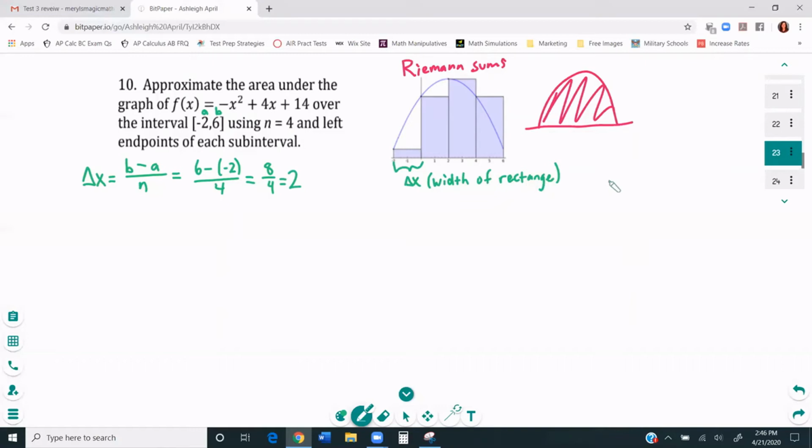I know the picture's kind of small, but you can see that the far left is -2, and then here is 0, 2, 4, 6. So you can see the width of all those rectangles is in fact 2.